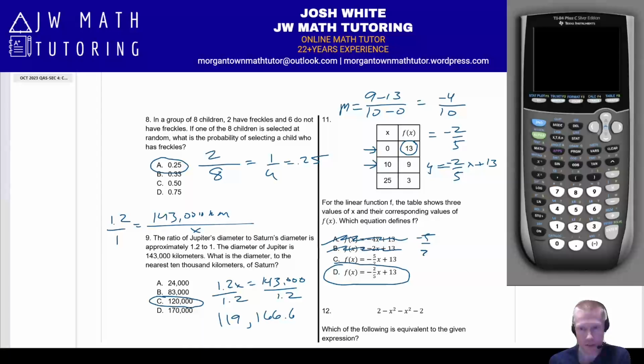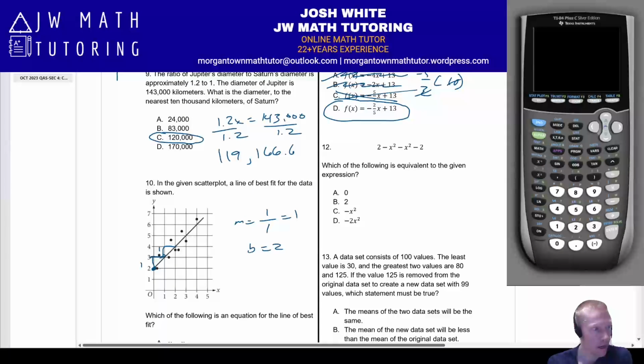Negative 5 halves times 10. Now, if you can't do this in your head, you just do it on the calculator, but it's basically going to be, 2 and 10 cancel out. It's going to be negative 25 plus 13, not positive 9. It's wrong. And then if you check the last one, you'll see that this one does turn out to be correct because negative 2/5 times 10 will be negative 4, and negative 4 plus 13 is going to be positive 9. So you could also back solve this one as well.